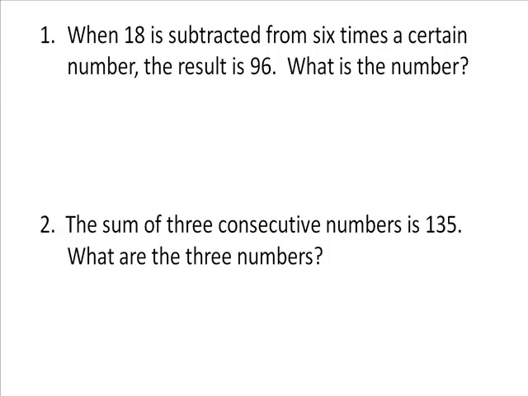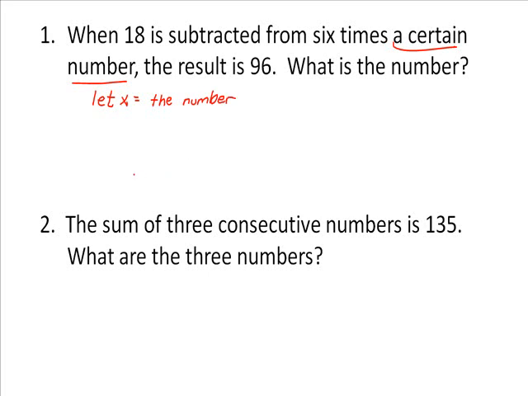Number 1 says, when 18 is subtracted from 6 times a certain number, the result is 96. What is the number? Well, step 1 says I have to label my variable, let x equal. In this question, the least complicated number I see is the one that they've just called a certain number. So I'm going to say let x equal the number. Remember, it can only equal one number.